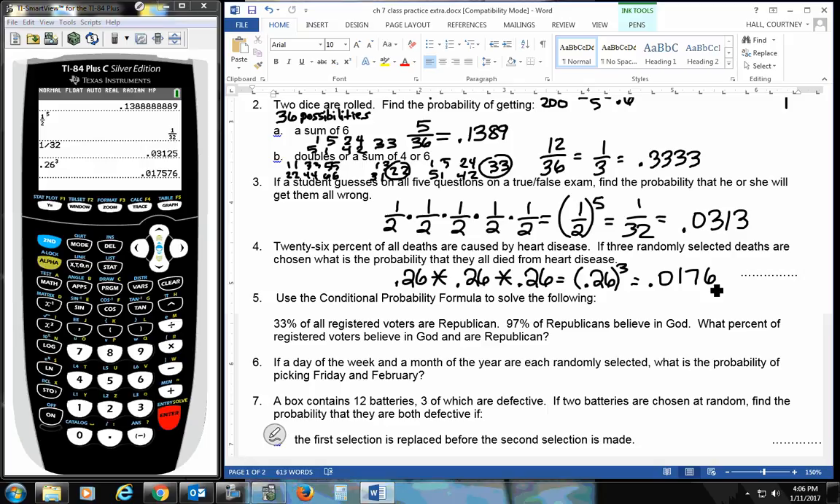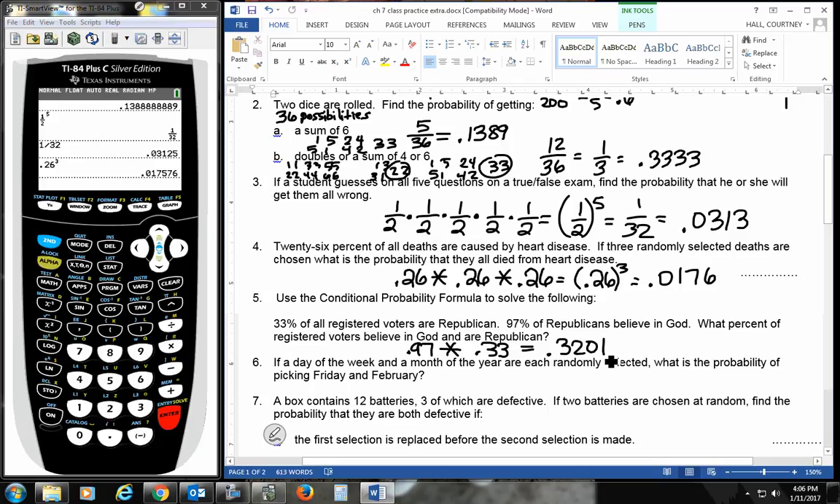Okay? Number 5, use a conditional probability formula to solve the following. 33% of all registered voters are Republican. 97% of Republicans believe in God. What percent of registered voters believe in God and are Republican? So I just did percentage that believe in God would be 0.97, and then percentage that are Republican would be 0.33, and we multiply those together and we get 0.3201, so about 32%.